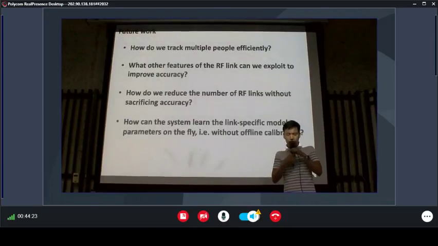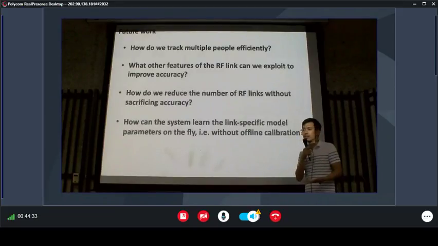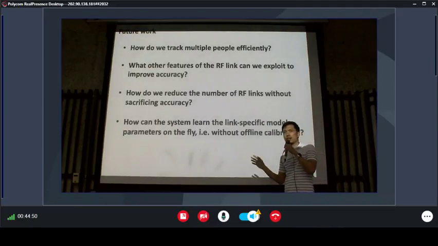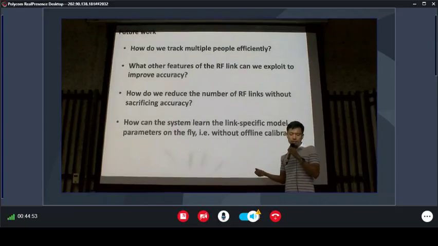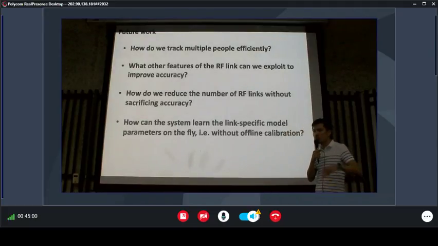Some future work, these are some questions that need to be asked and worked on. First, for the previous algorithms, what we did was just track a single target. But how do we track multiple people efficiently? Or what are the features of the RF link that we can exploit to improve accuracy? Another question is, how do we reduce the number of RF links without sacrificing accuracy? For these methods, the geometric filter methods, RTI, statistical inversion methods, they rely on a dense collection of nodes in order to achieve a certain level of accuracy. But of course, the question is, can you achieve the same accuracy by using a lower number of nodes?